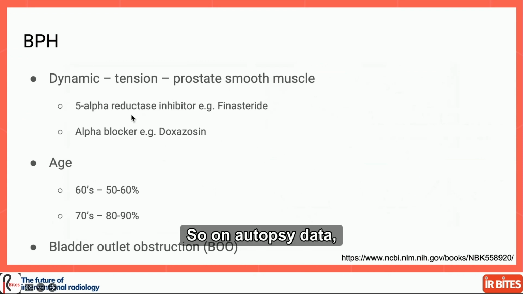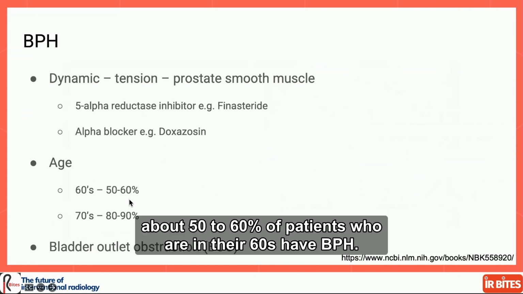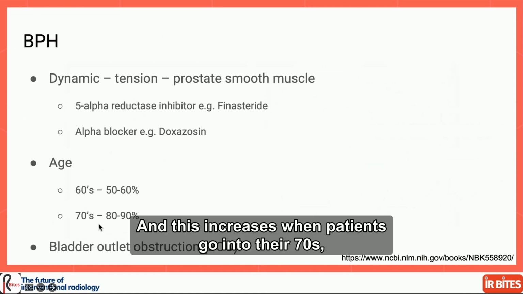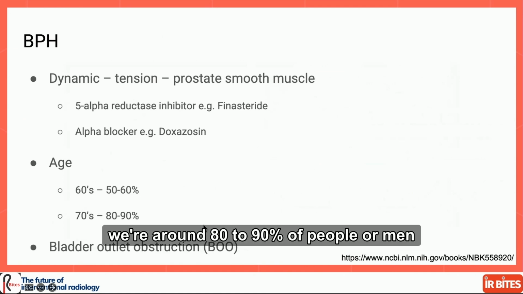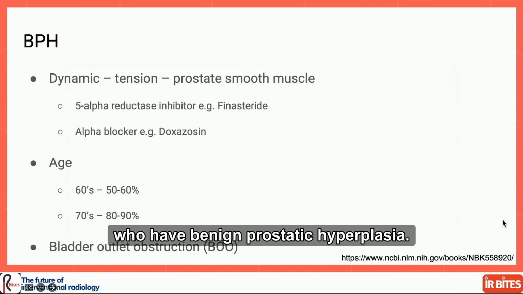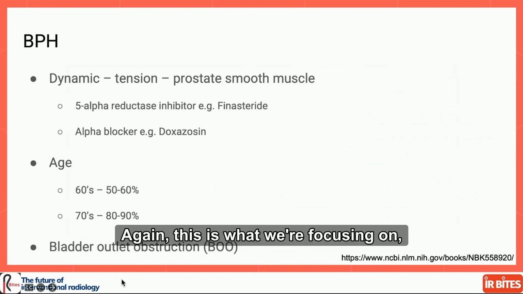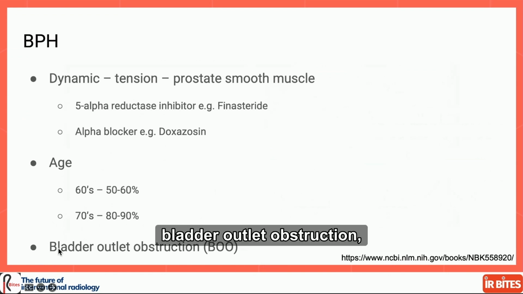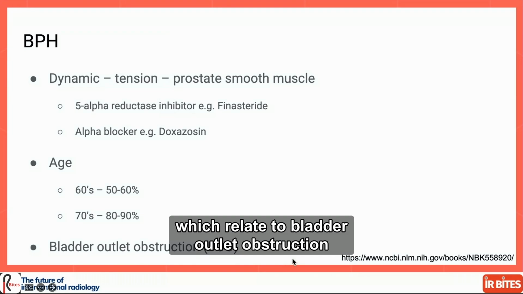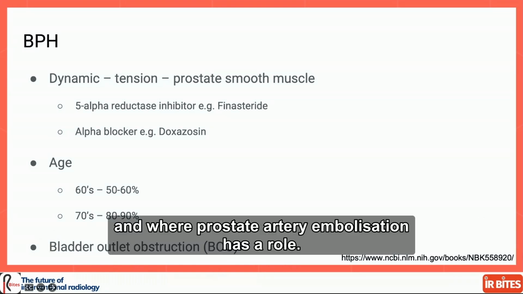With regards to age, BPH is common. On autopsy data, about 50 to 60% of patients who are in their 60s have BPH. And this increases when patients go into their 70s, where around 80 to 90% of men have benign prostatic hyperplasia. Again, this is what we're focusing on, bladder outlet obstruction, and we'll go through some of the symptoms which relate to bladder outlet obstruction and where prostate artery embolization has a role.